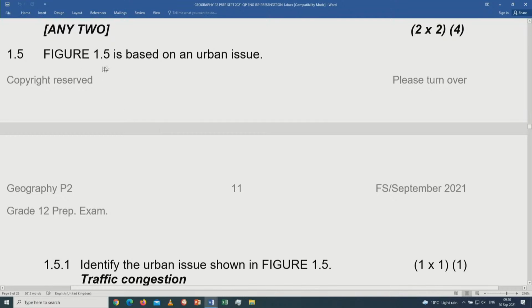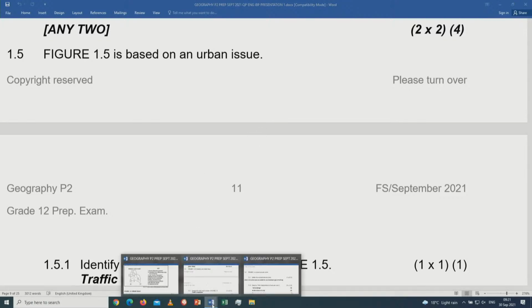Figure 1.4.5 is based on an urban issue. Let's go to the figure.